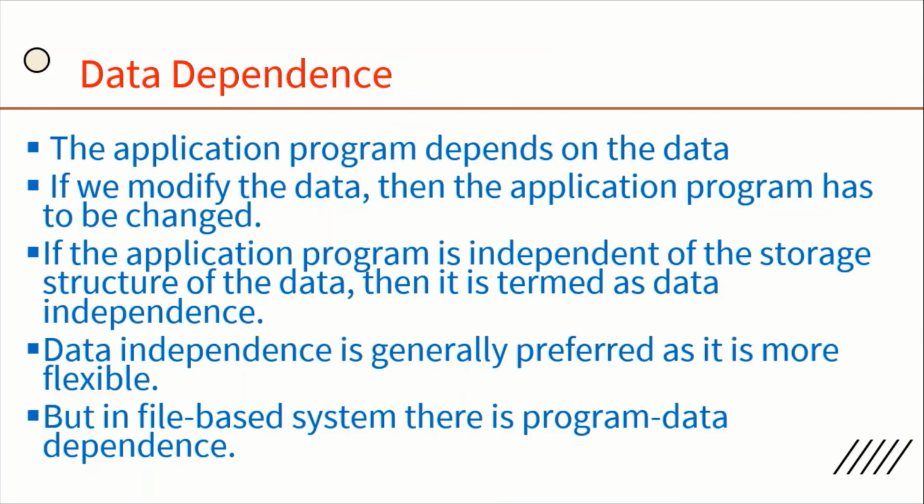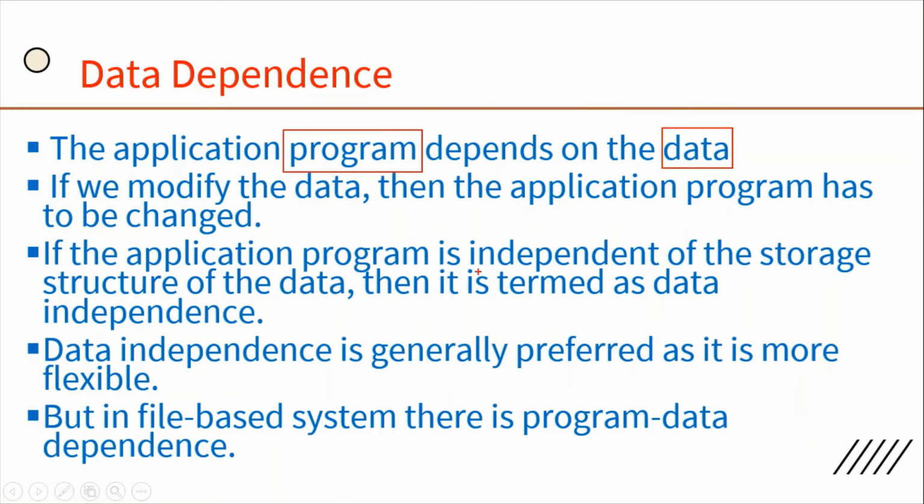One problem. Next, data dependency. The application program depends on the data. Application program means our C or Java program, it depends on the data. If we modify the data, then the application program has to be changed. Yes, there is a dependency between program and data. These are two different things: the program which you are writing is different from the data which is stored in the file, but the two are dependent.